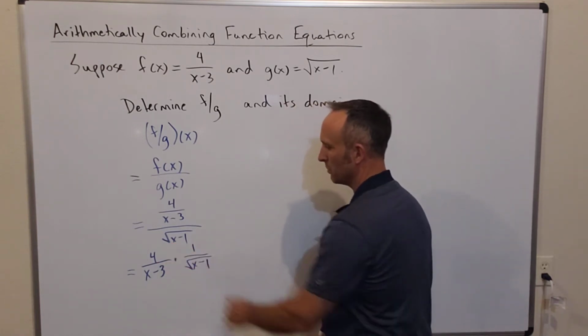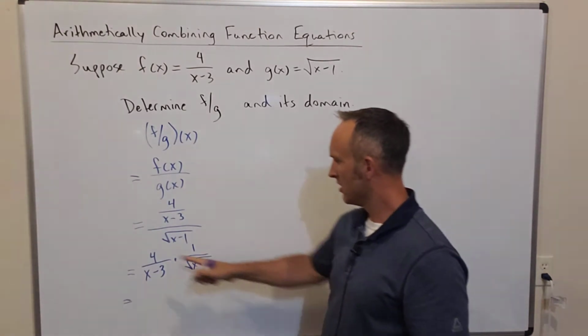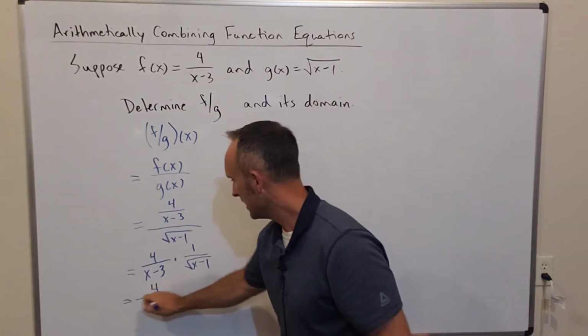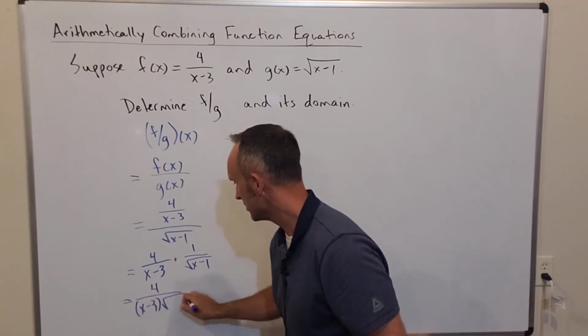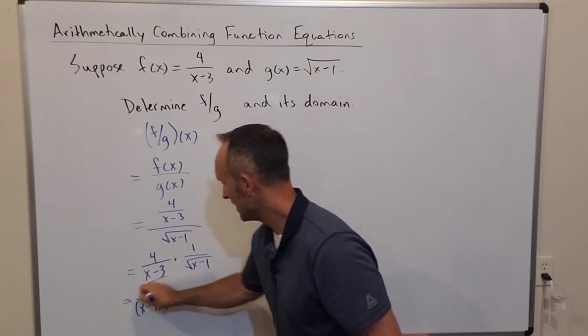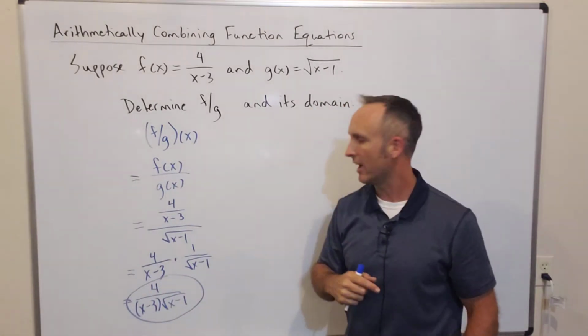And now we can just multiply straight across. See if that fits on the screen. Yeah, it does. So on top we have 4, and on the bottom we have x minus 3 times the square root of x minus 1. And so that's the formula for f over g of x. We could leave it like that.